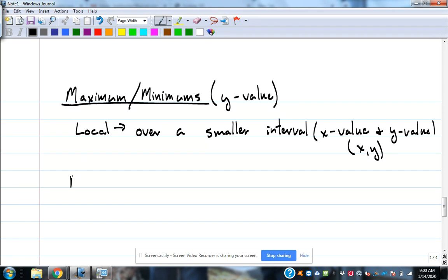And then we have what's called an absolute max or min. And that's over the entire domain for a problem. So absolute maxes and mins are over an entire domain, and then locals are in smaller spots. You may have several local maxes or mins, and you may have an absolute max or an absolute min for a problem, but you may not, depending on what's going on.